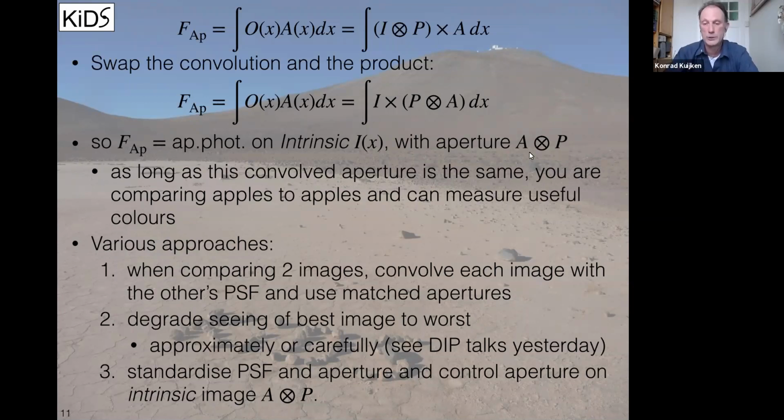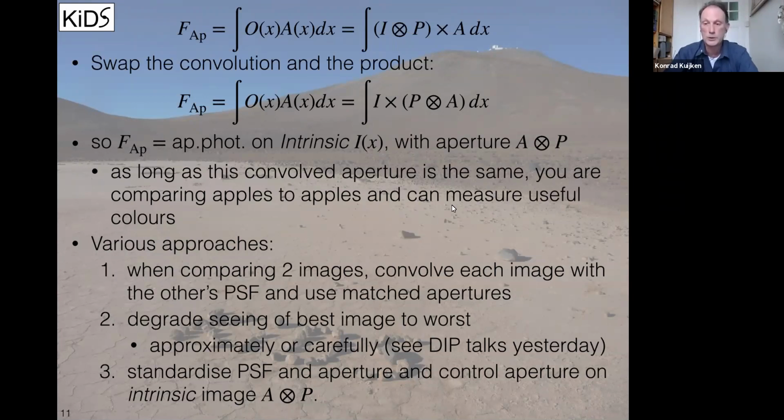And so if you have different images of the same source, either through different bands or different times, that you want to combine, as long as the aperture you're measuring your observed image with, convolved with the point spread function of that image, as long as that combination is the same, you're always going to be measuring effectively the same part of the galaxy. You're always going to be using effectively the same aperture on the intrinsic pre-seeing sky. And so that's the key to everything we're doing.